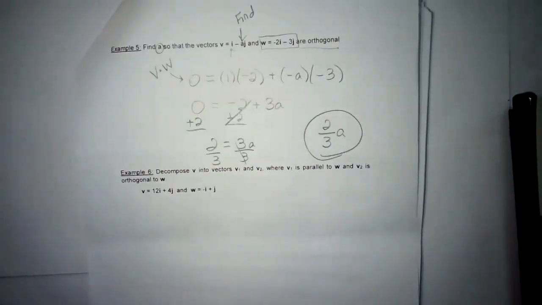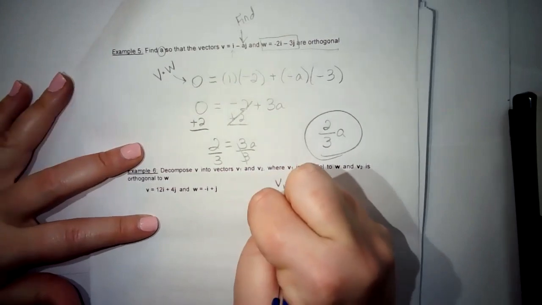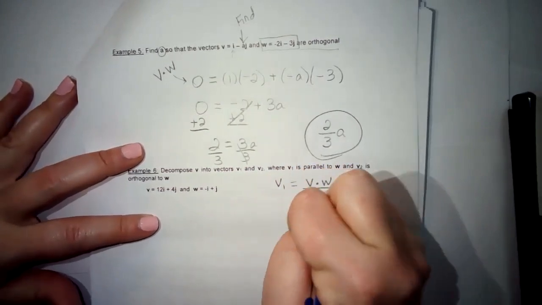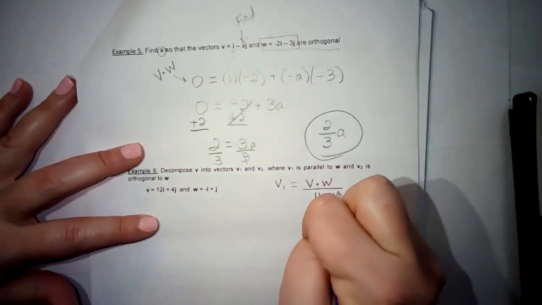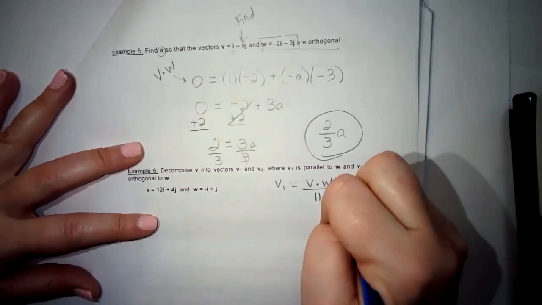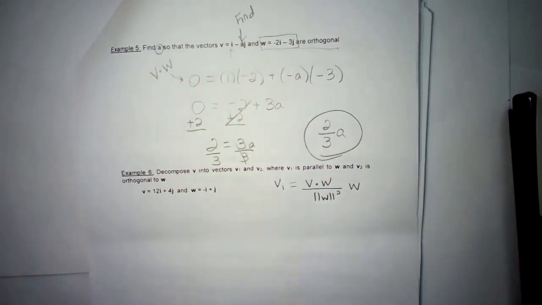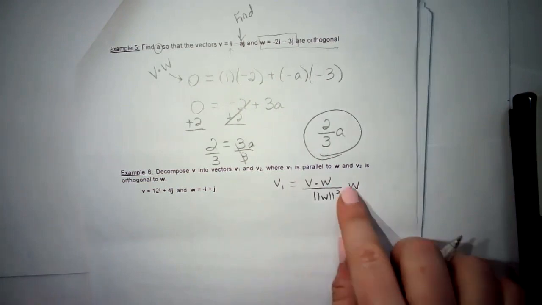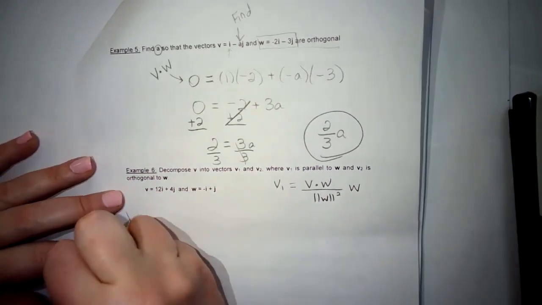Okay, so let's write that little formula over. To find V1, we're going to find the dot product divided by the magnitude squared, and then we're going to multiply it by W. Okay, that's how we're going to get V1. So we have a lot of work to do because this is a lot of stuff that we need. First thing, let's find the dot product.